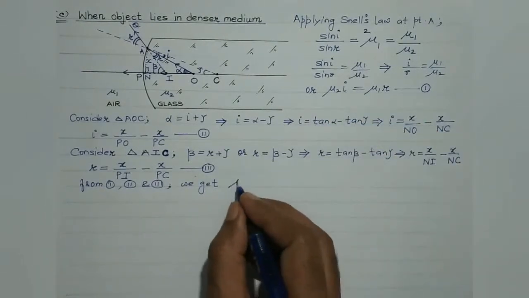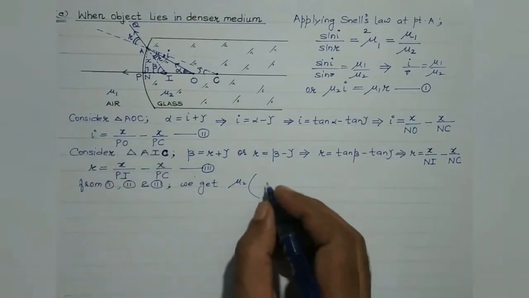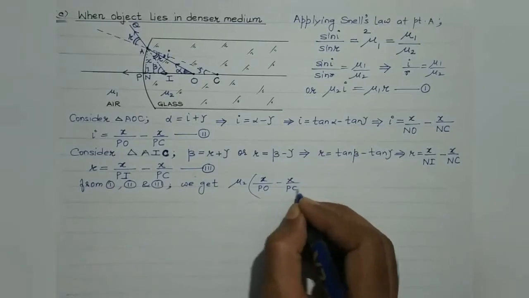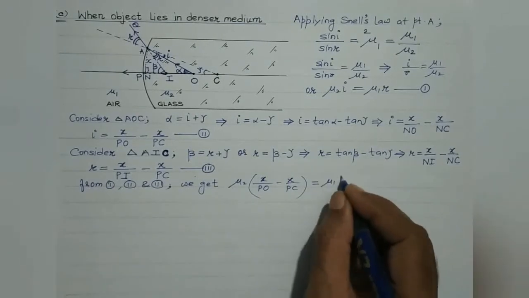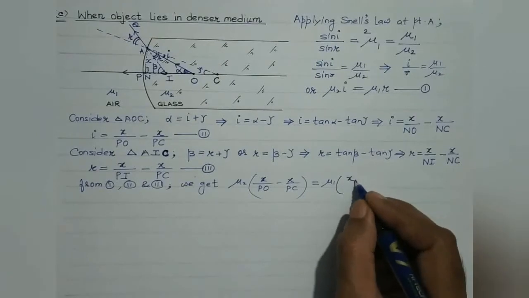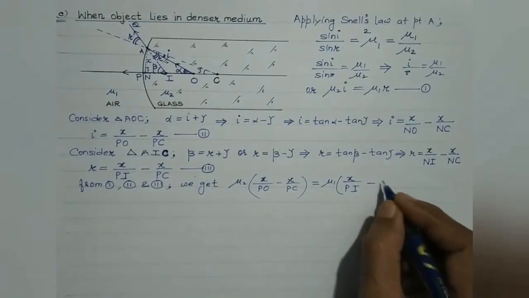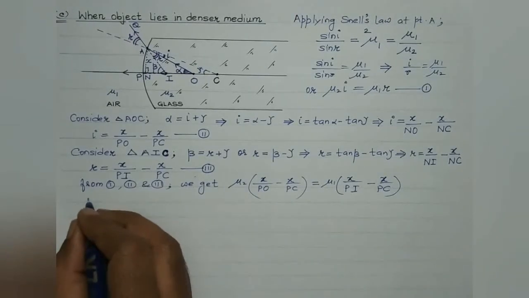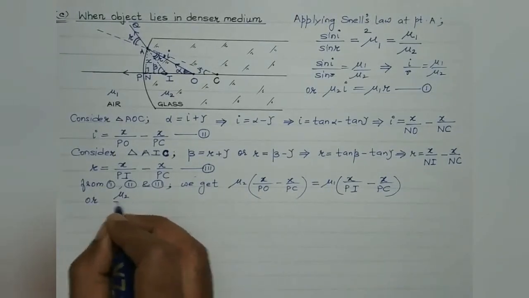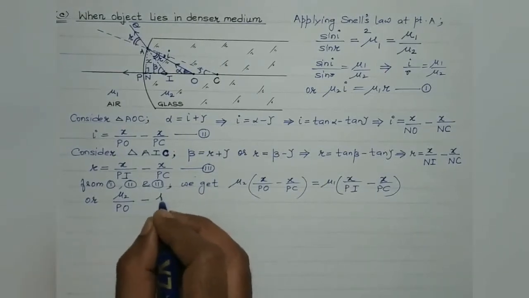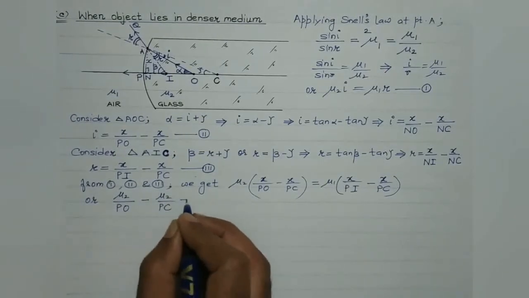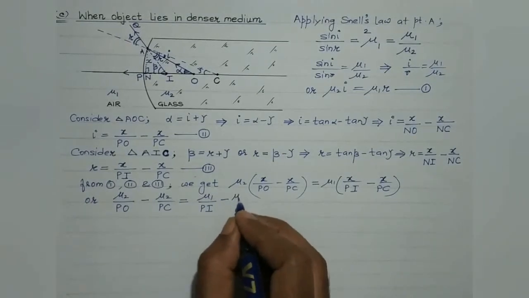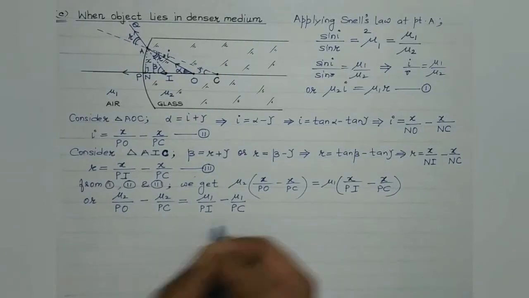mu2 into i, substitute the value of i, that is x over PO minus x over PC, is equal to mu1 into r. r is x over PI minus x over PC. Clear? x is common on both the sides. So what we get is mu2 over PO minus mu2 over PC is equal to mu1 over PI minus mu1 over PC. Right?